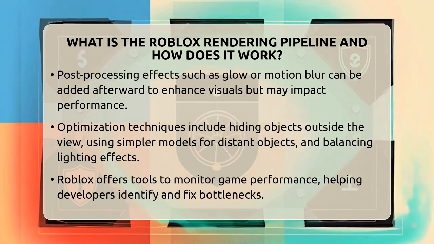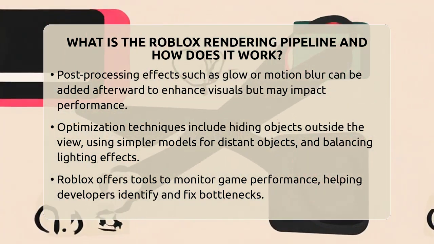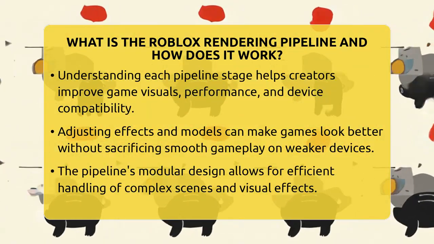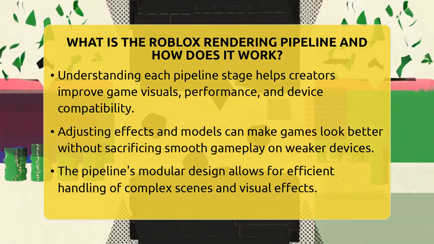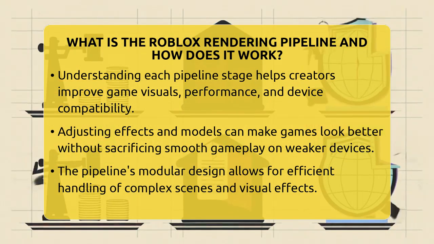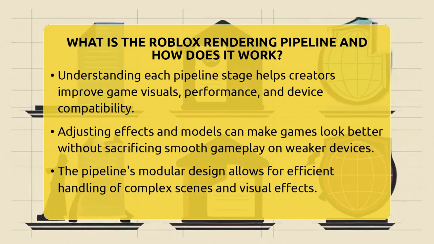Sometimes, visual effects like glow or motion blur are added after the main rendering. These post-processing effects can make your game look more lively but might slow down performance on weaker devices. To keep your game running smoothly, you can reduce the number of objects on screen by hiding those outside the camera view or using simpler models for distant objects.